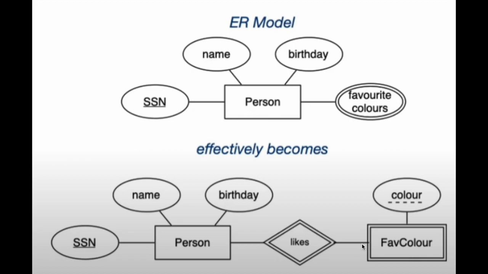A favorite color must be associated with exactly one person. So that should be a thick line, and it should also be an arrow here as well. On the other hand, this part's correct. A person can have 0 to many favorite colors. So thin line, no arrow, that part's correct.